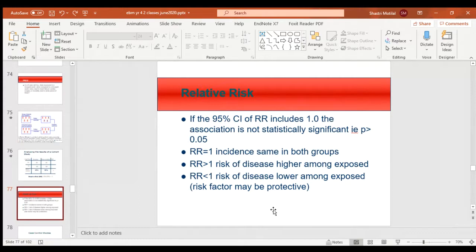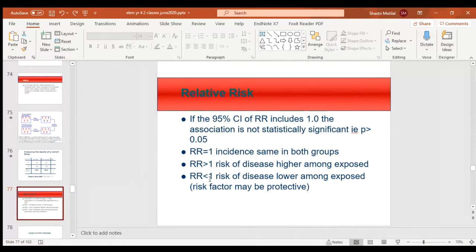If the confidence interval for the relative risk for a cohort study includes the value 1, then we say no significant association. The risk factor is not associated with disease. If the confidence interval does not include the value 1, then there is an association. If the relative risk in that case is more than 1, you would say this risk factor is actually making people get sick, increasing the chance that people will get ill.